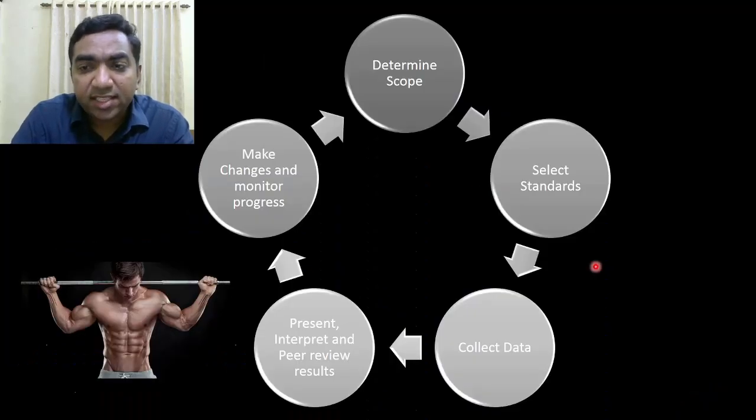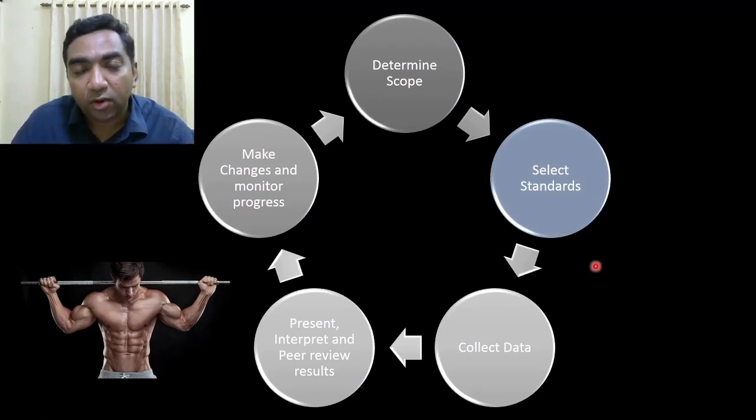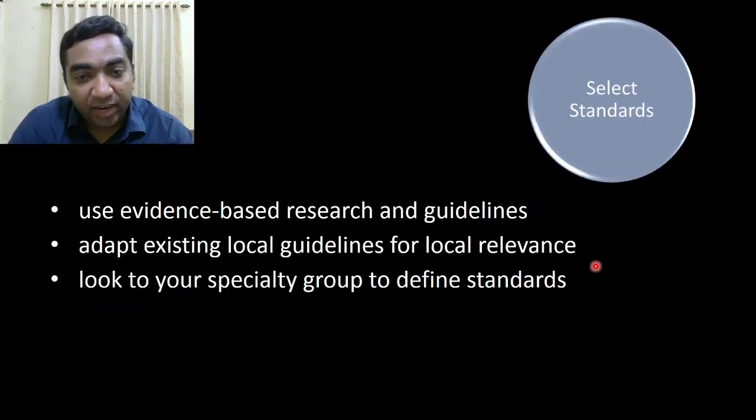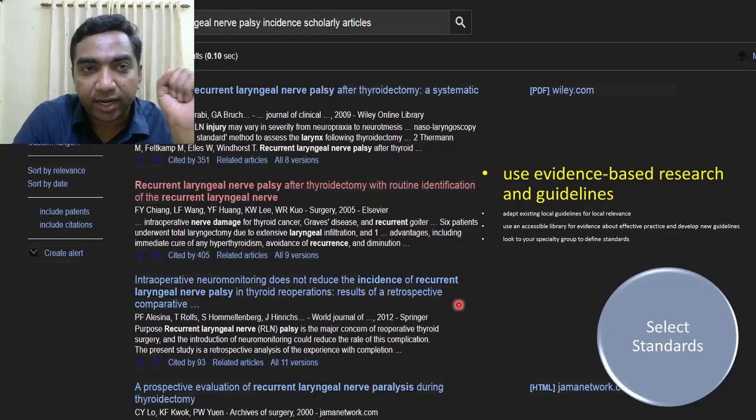Next comes selecting standards. We can see which standards we look into when we do a surgical audit. We can use evidence-based research guidelines, adapt existing local guidelines, or look into your specialty group to define the standards. So how do we take evidence-based research guidelines?